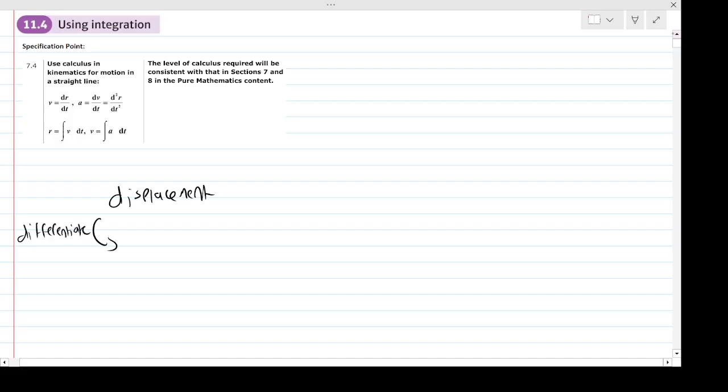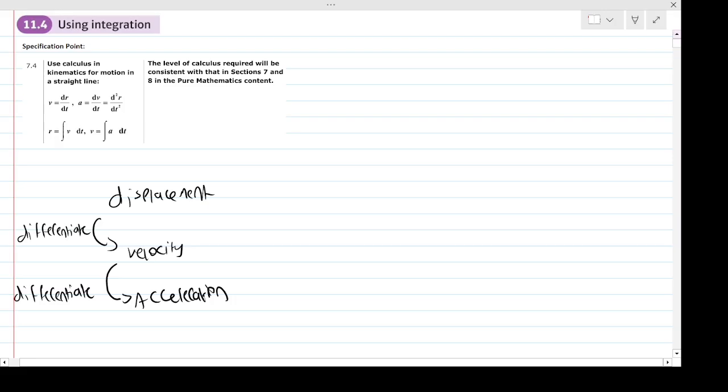And that would get me my velocity, right? Then if I differentiate again, then we get acceleration, okay? So we've used this relationship that links these three different quantities together. We can differentiate to get from one to the other.